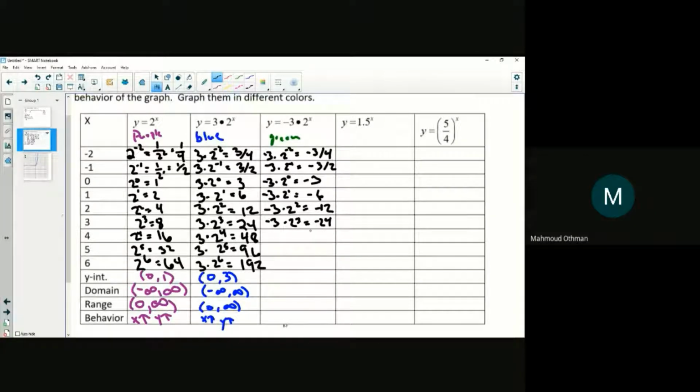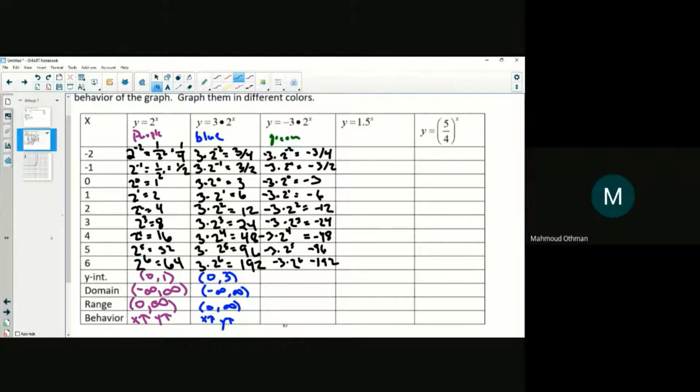So then, let's see, -48. Or it's the same thing as the one next to it, -96 and -192. -3 times 2 to the 4th, -3 times 2 to the 5th, -3 times 2 to the 6th.